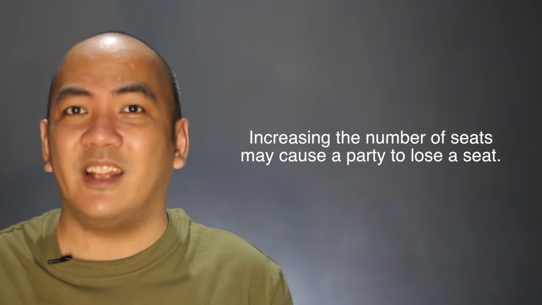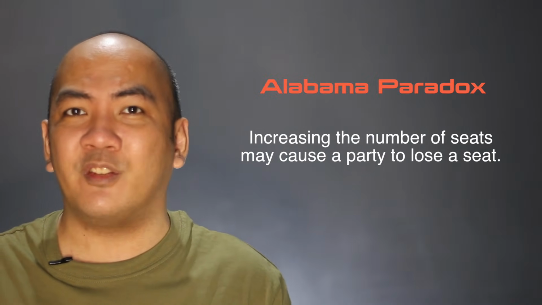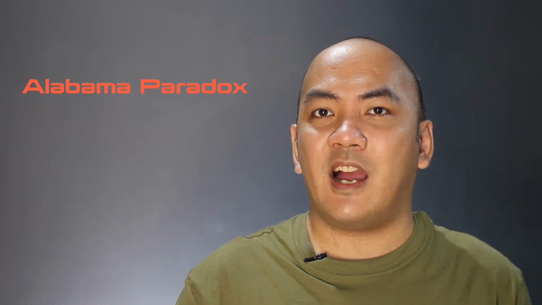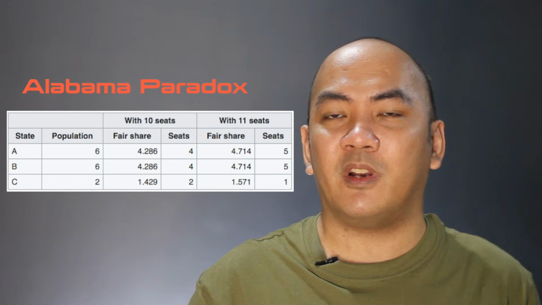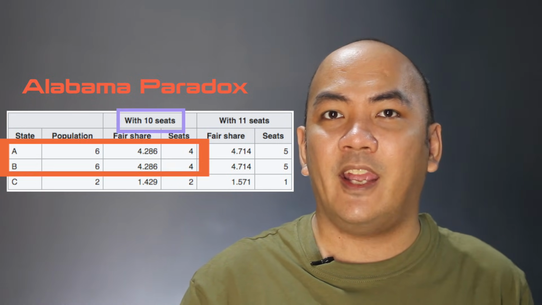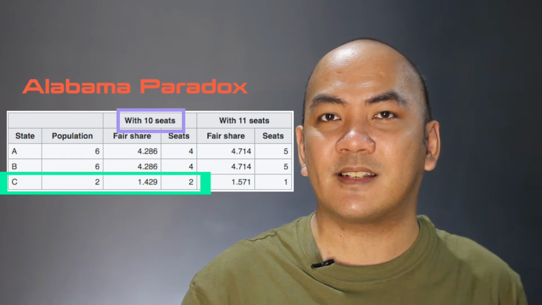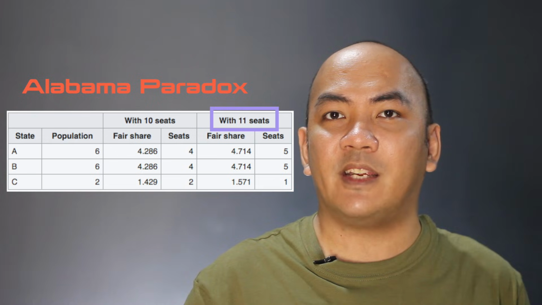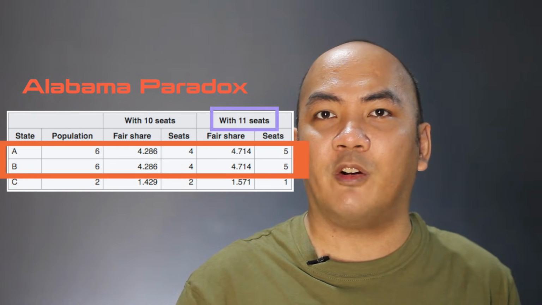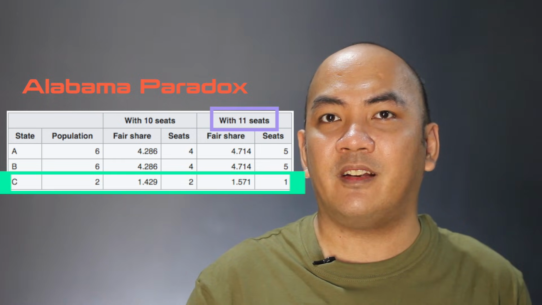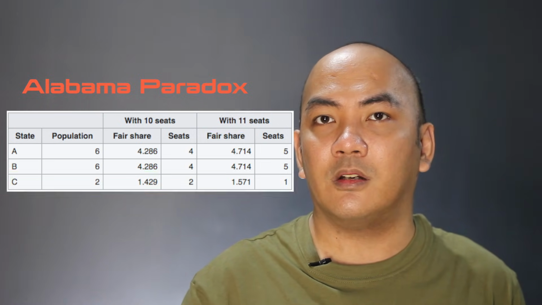lose a seat, and that is called the Alabama paradox, which happened in the state of Alabama in 1880. To illustrate the Alabama paradox, in this example, as we can see, there are 3 states, A, B, and C, with 10 seats. A and B get 4 seats, while C gets 2. However, when the number of seats is increased to 11 with the same population, although the share of A and B increased from 4 to 5, the share of C decreased from 2 to 1.